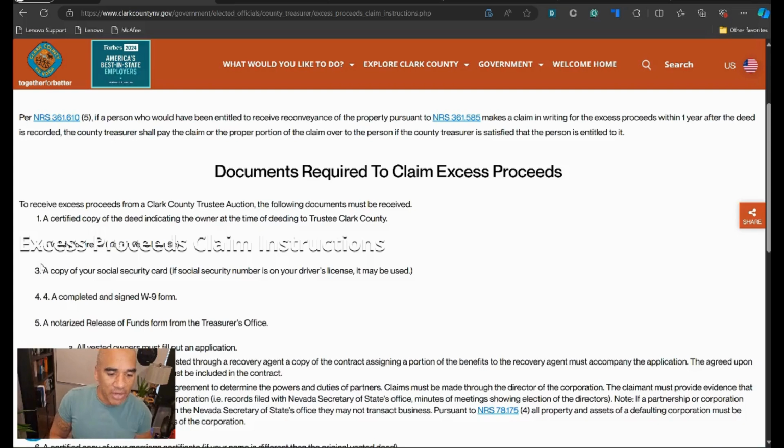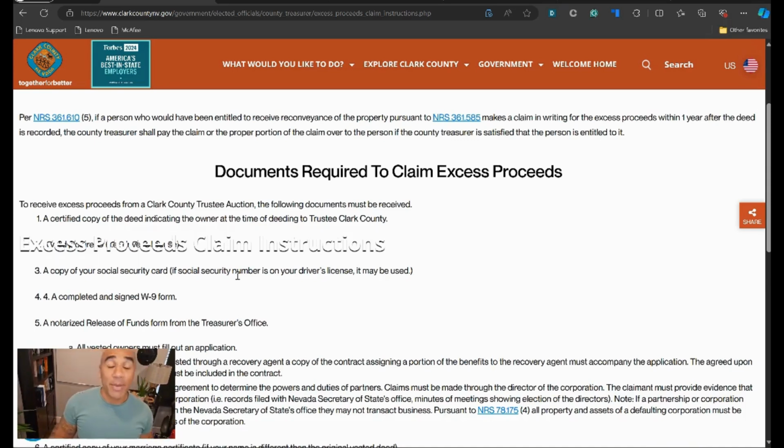You got to make sure you have a copy of their driver's license. You got to have a copy of their social security card. And if they have it on a driver's license, then they can just use that, right? I don't know if many people's driver's license has socials on them anymore these days. Maybe you guys could let me know in the comments. I don't think my driver's license has my social, but who knows?